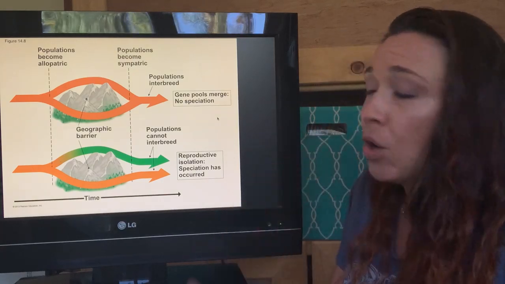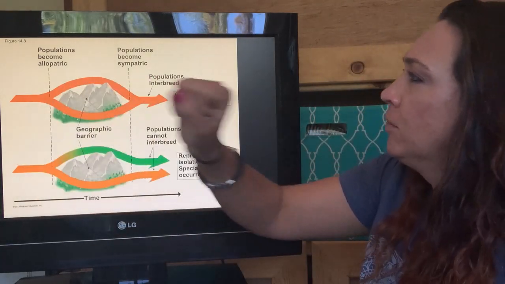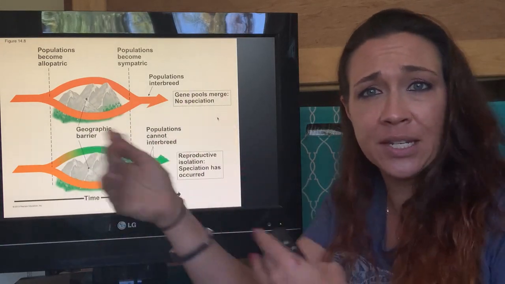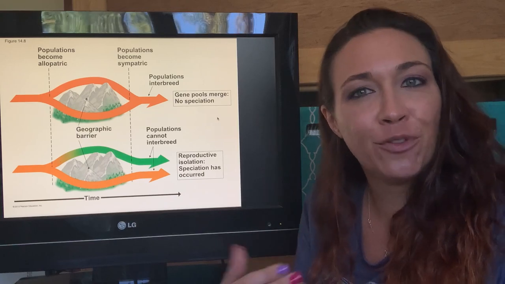However, if you don't have speciation, maybe you have allopatric separation, they're still distant from each other, but they're not different enough.